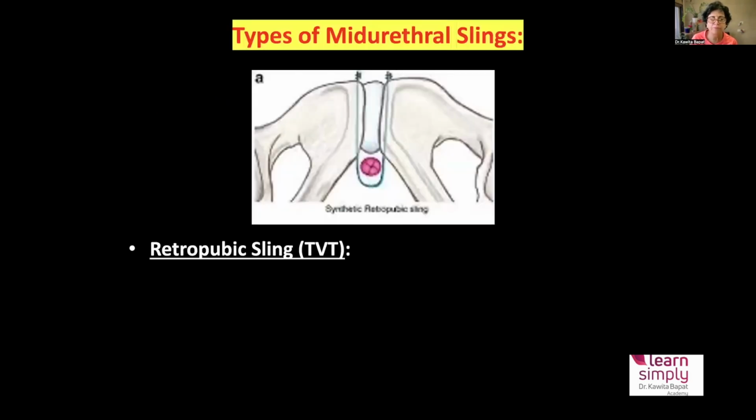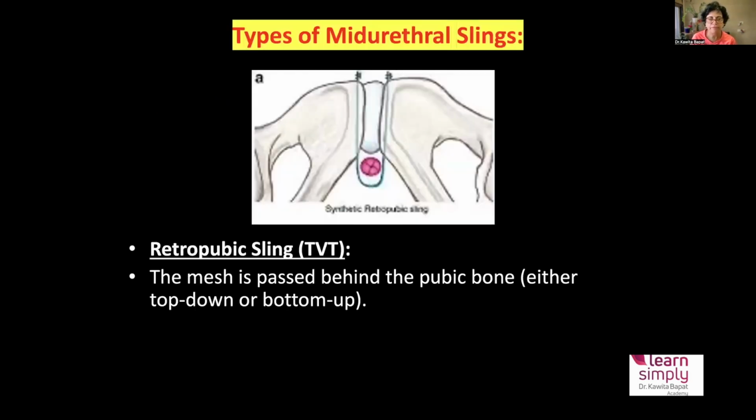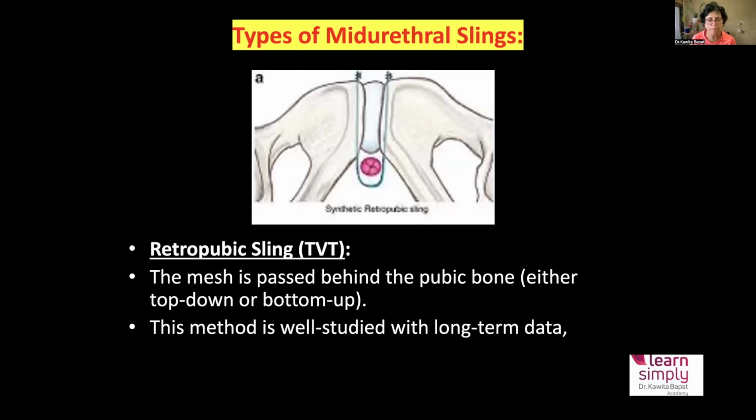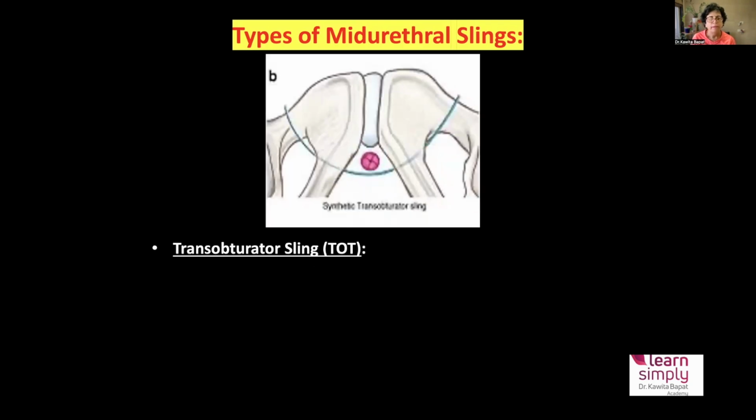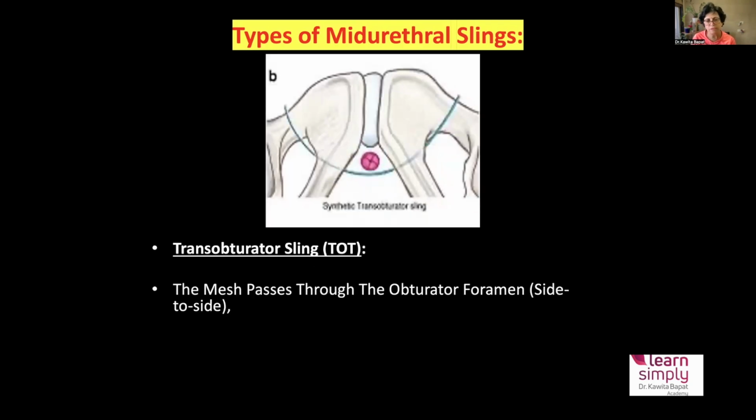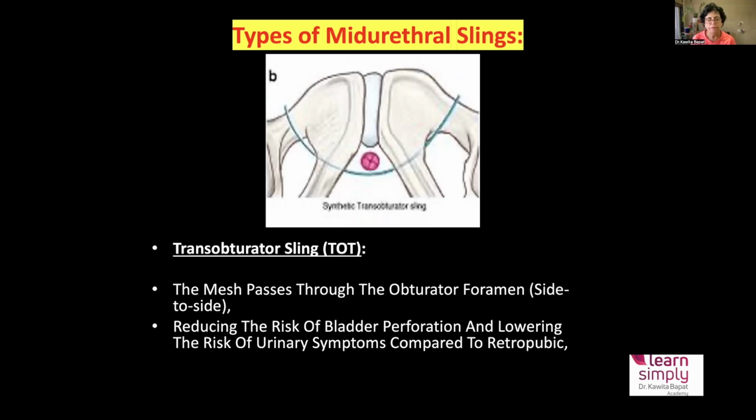So these are the types. First is the retropubic sling, TVT. The mesh is passed behind the pubic bone, either top down or bottom up. This method is well studied with long-term data but has a slightly higher risk of bladder injury. Then transobturator slings, that is TOT, where the mesh passes through the obturator foramen side to side, reducing the risk of bladder perforation and lowering the risk of urinary symptoms compared to the retropubic, but with potential for higher groin pain.